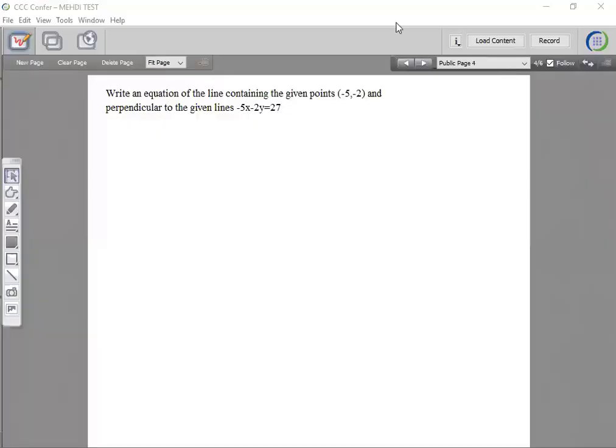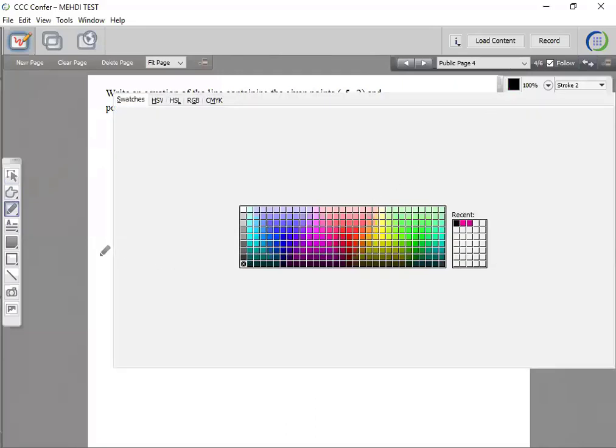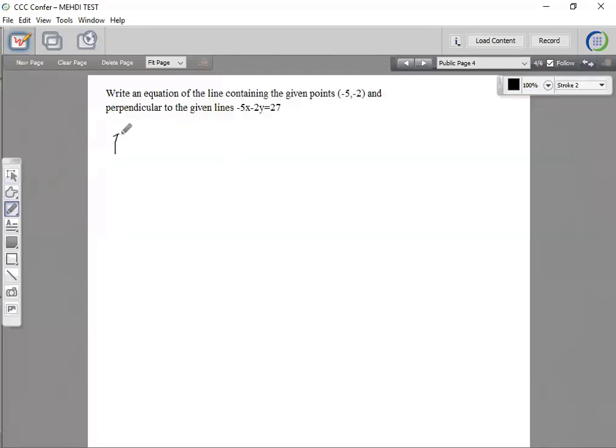Okay, so this is another example that you need to know for the final exam. Here we have: write an equation of the line that contains the given point. So I know a point, -5 and -2, but I don't know the slope. I need to know also the slope in order to write the equation of the line. However, I know a reference line. It says my line is perpendicular to this line.